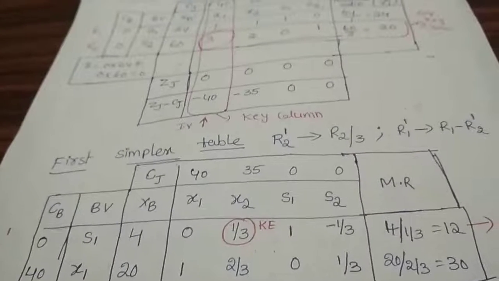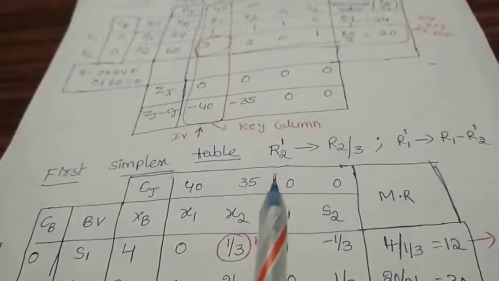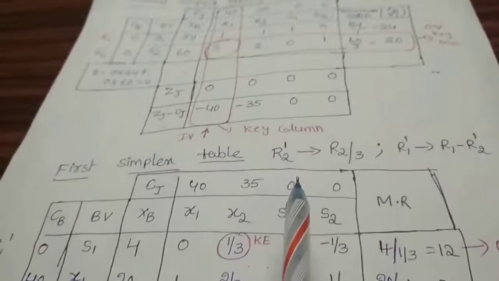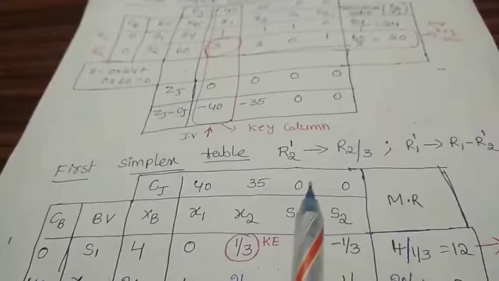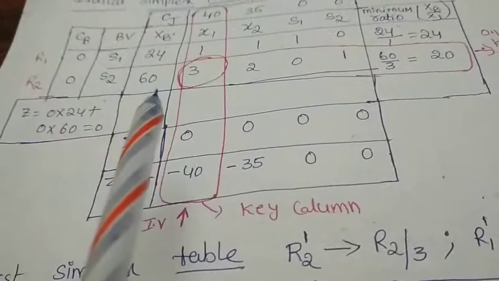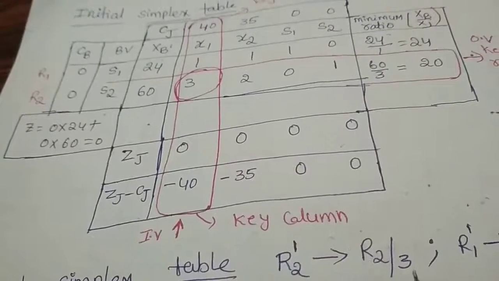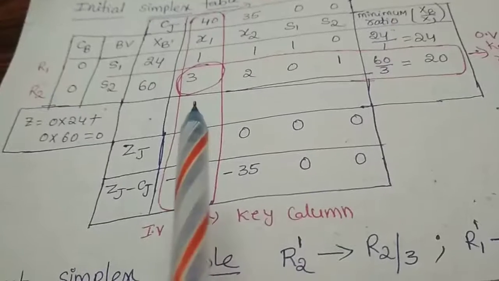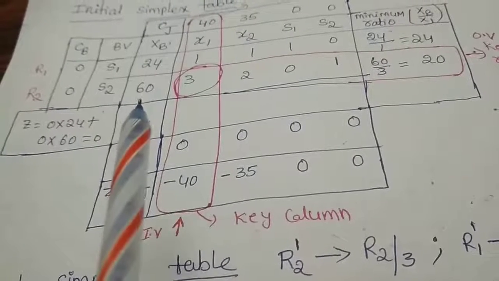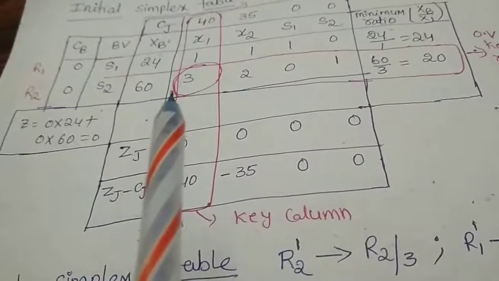So how do we calculate? We are applying the row operations. The row operations we are using are r2 dash, that is r2 by 3, and r1 dash, that is r1 minus r2 dash. So first apply r2 dash, that is r2 by 3. This is the r2 row, that is 60 3 2 0 1. I gave the row operation r2 by 3. Why am I considering 3? Because to convert this element to 1, that is 60 divided by 3, that is 20.